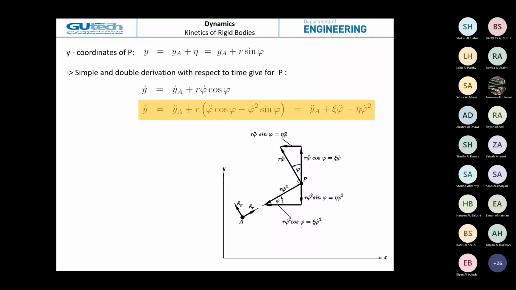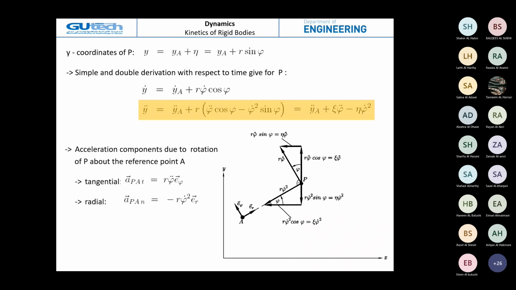Okay, now what do we do? We make the projection of the acceleration in the circumferential direction on the x direction and the y direction. The same, we projected on the x direction and the y direction.